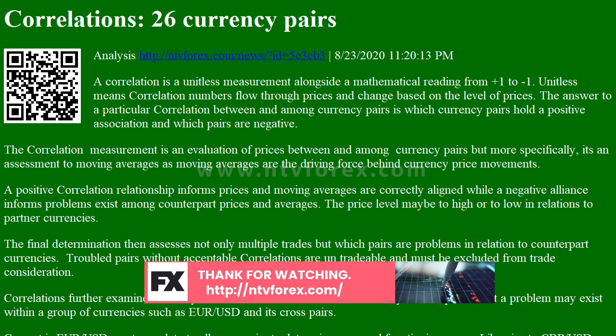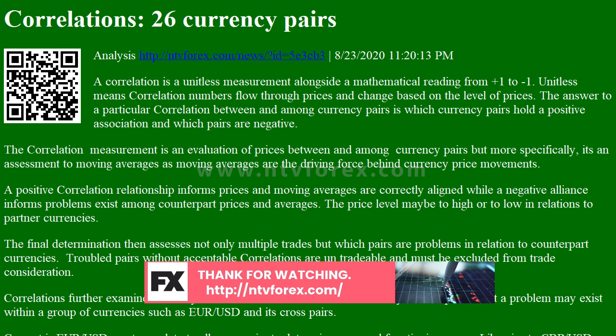GBP NZD vs EUR NZD 53%. Both are considered the same currency pair and both are supposed to move together in tandem, but it's not true.